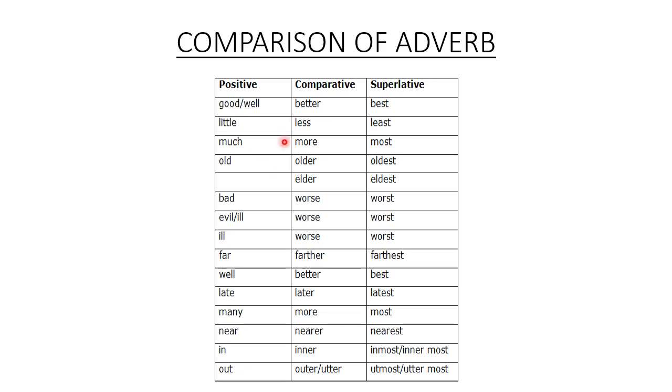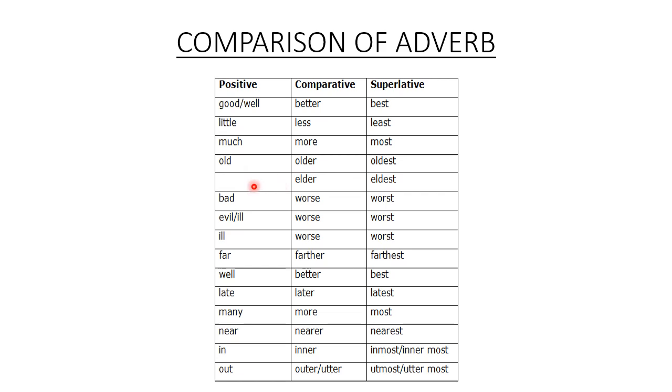See, I have jotted down some words for you all. Comparison of adverb. Good, better, best. Little, less, least. So they are basically exceptions to these words. Okay? Good, better, best. Little, less, least. Much, more, most. Old, older, oldest. See, est. Okay? Elder, eldest.